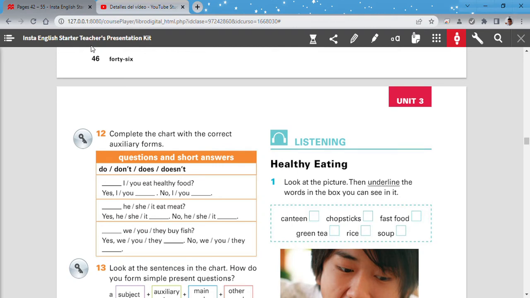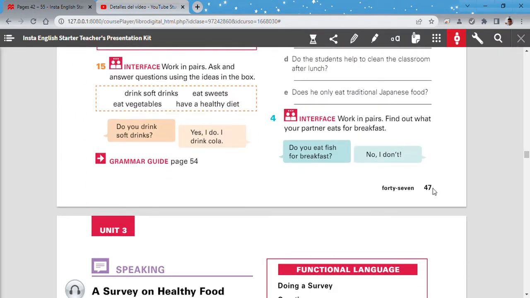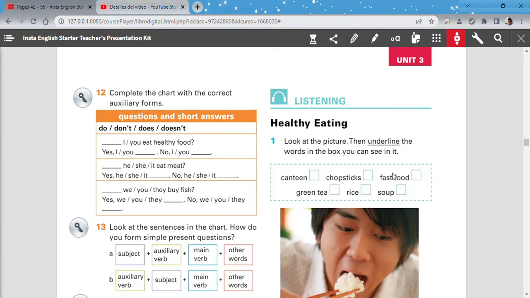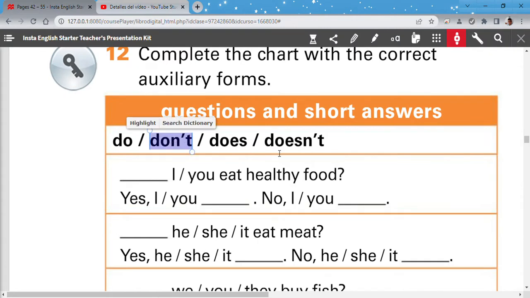Well, class, we continue with this video on page 47. Let's see. Yes, page 47. In this class, we're going to check questions in the simple present. And those questions in the simple present are very easy, no? For the simple present question, we use auxiliaries. And we have two auxiliaries, do or does. And in negative form, don't or doesn't.